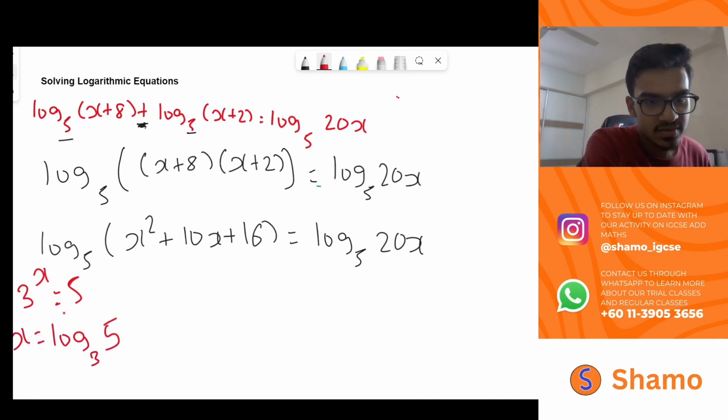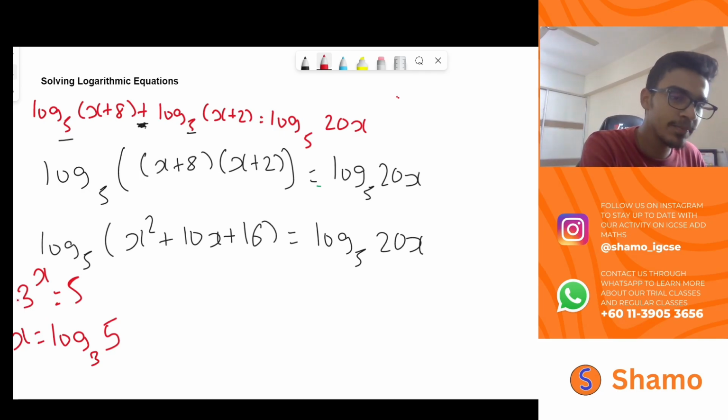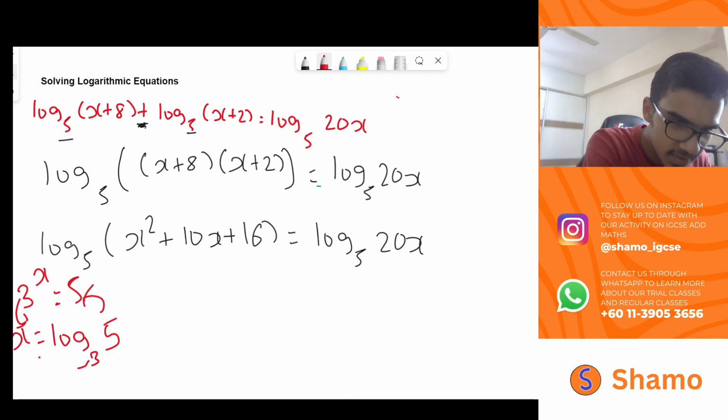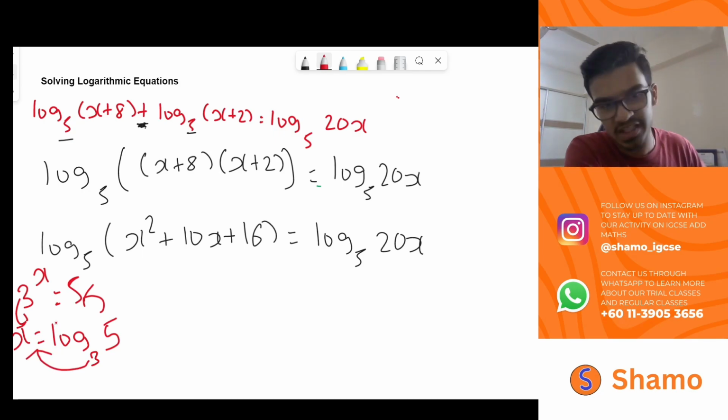What I'm going to do is convert now. We've always converted from exponential to logarithmic, right? Let me convert from logarithmic to exponential. So basically what happens is this 3 in the base jumps to the bottom of the exponent.